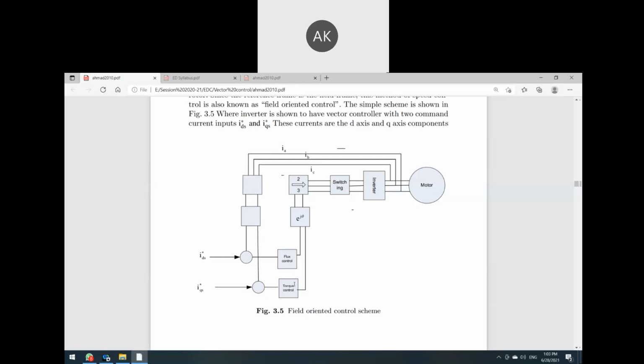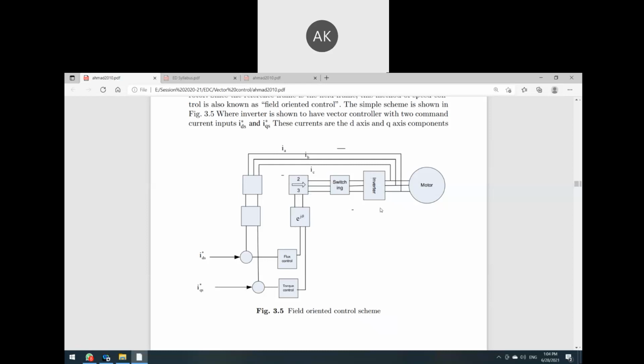By controlling the flux and torque, and by changing the angle theta, we can again convert the current from 2 to 3, meaning dq to abc, and this abc current is used to supply the inverter.